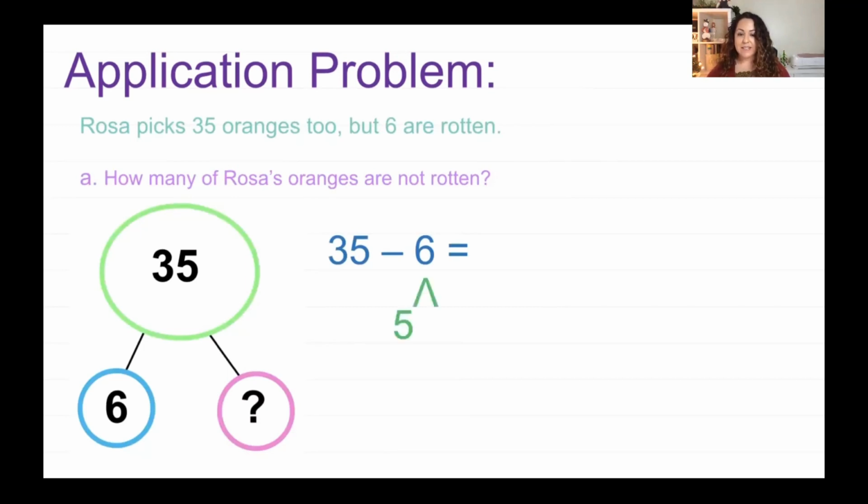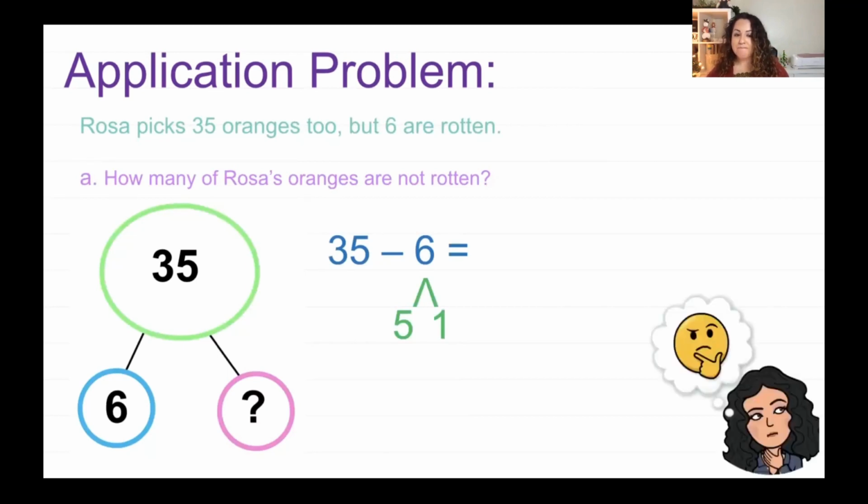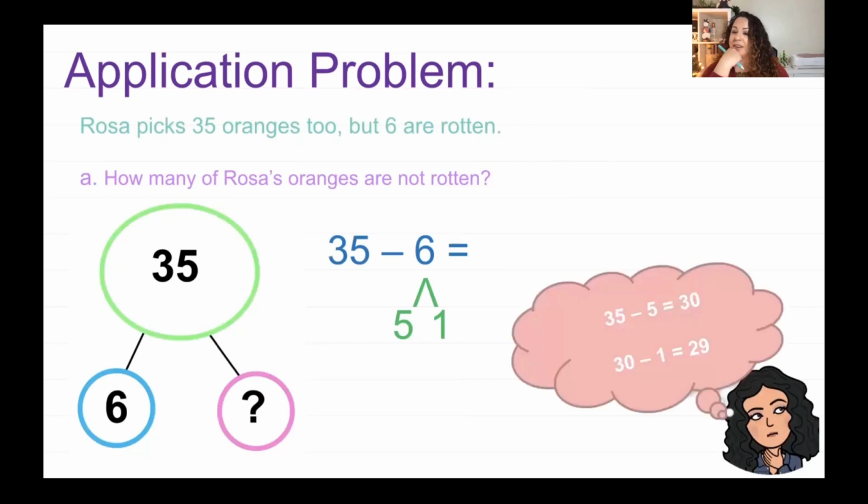I know that 6 is 5 and 1. So let me think some more. Now I know that 35 take away 5 equals 30. So I know that I just have to subtract 1 more from that answer. So if I take 30 take away 1, that would give me this other part. So that means my other part is 29. So Rosa has 29 oranges that are not rotten.